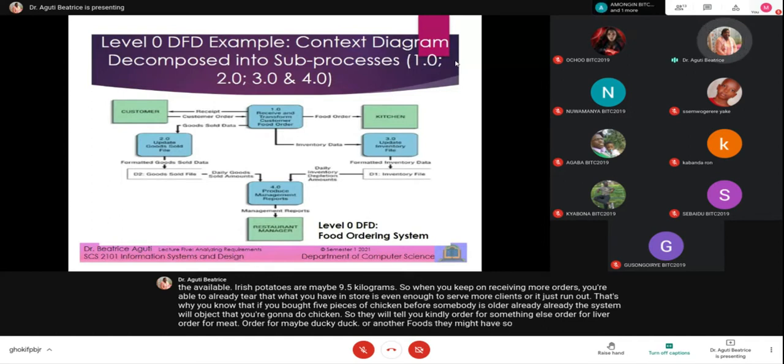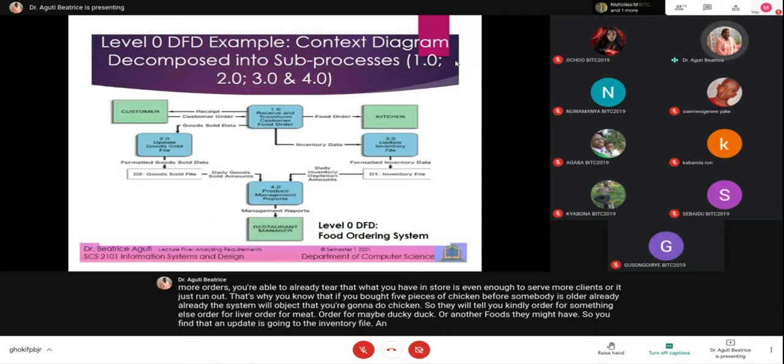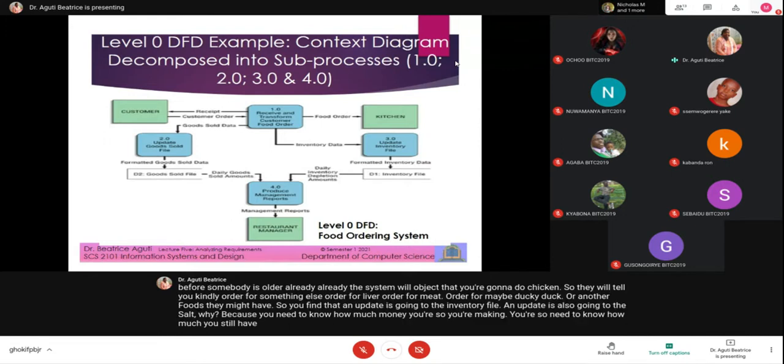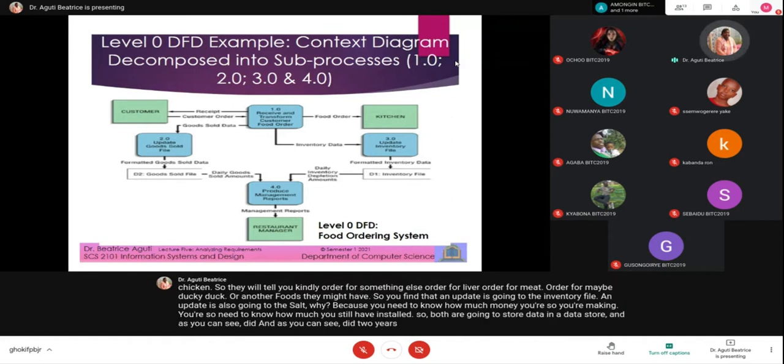So you find that an update is going to the inventory file, an update is also going to the sold. Why? Because you need to know how much money you're making. You also need to know how much you still have in store. So both are going to store data in a data store. And as you can see, D2 here is labeled goods sold file, and D1 is labeled inventory file.